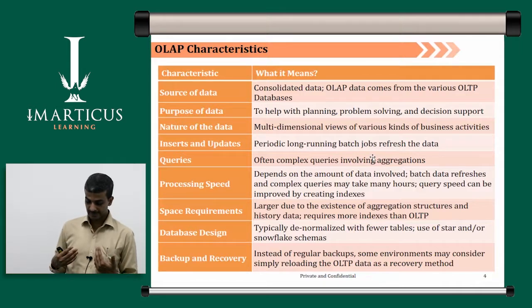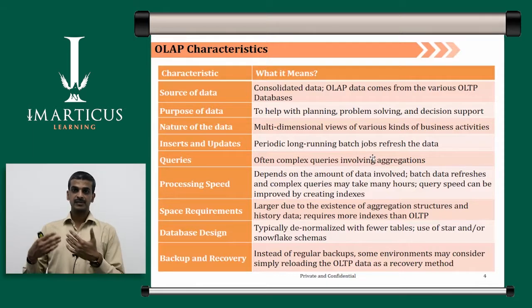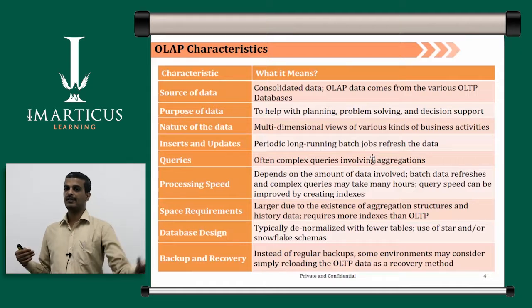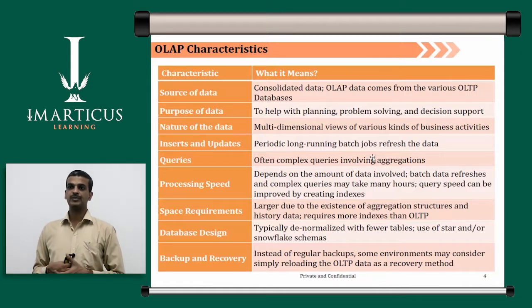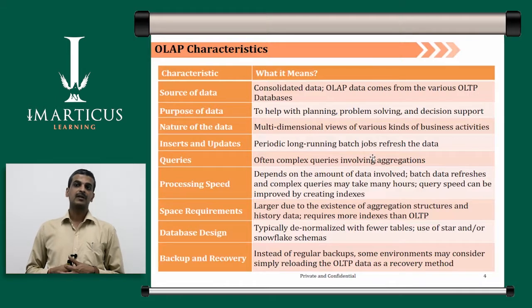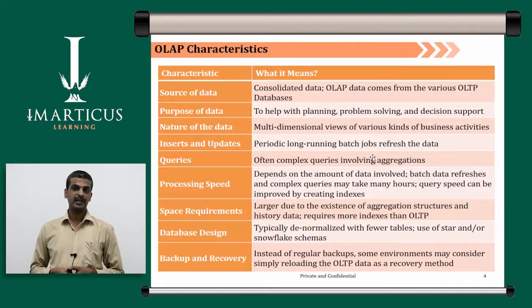After some interval, when the size of your OLTP data sources becomes large, we archive certain data which is not required in our daily operations or transactions, and we put it in another repository which we start calling OLAP. So this is consolidated data, archived data, backed up data, and OLAP data is always created using the OLTP databases. The purpose of this data is to help with planning, problem solving, and decision support.